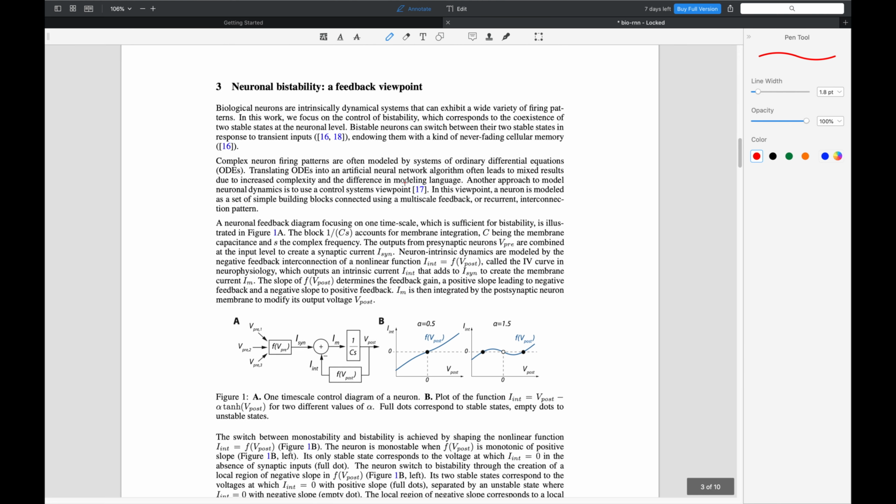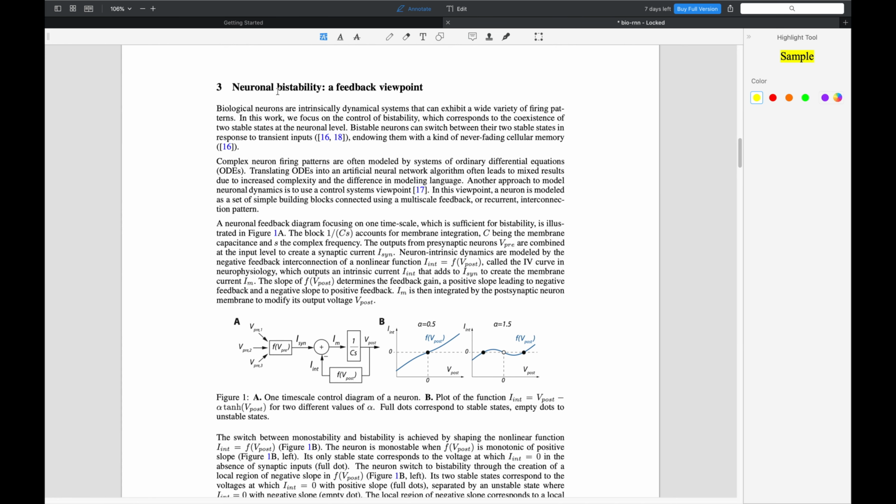And now let's look at bistability. This is the part where I had the most trouble trying to understand, because I'm not really familiar with biological neurons. So bistability is a trait of biological neurons where, depending on the previous input, it can produce two stable states instead of one.